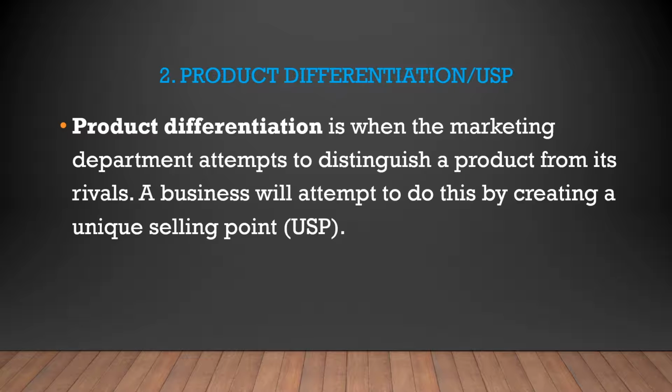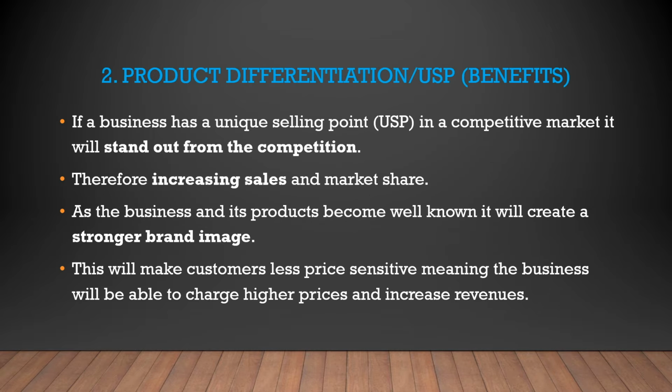The second topic to look at: product differentiation and USP, unique selling point. So product differentiation is when the marketing department attempts to distinguish a product from its rivals. A business will attempt to do this by creating a USP, a unique selling point. Benefits of having a USP.